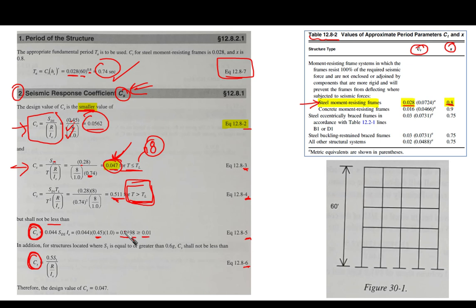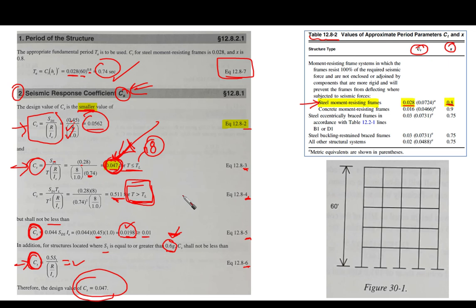And at the same time, in addition, for structures where S1 is equal to or greater than 0.6 g, it is given already in the code section that I have shown you in the beginning of this video, it shall not be less than 0.5 S1 over R over I. In this case, he didn't calculate it, but if you calculate it, you are going to find that it doesn't control. So from here, we have 0.0198 as the minimum. Our one was 0.047, so it's larger, then we are going to use this CS here. So our CS is going to be 0.047.